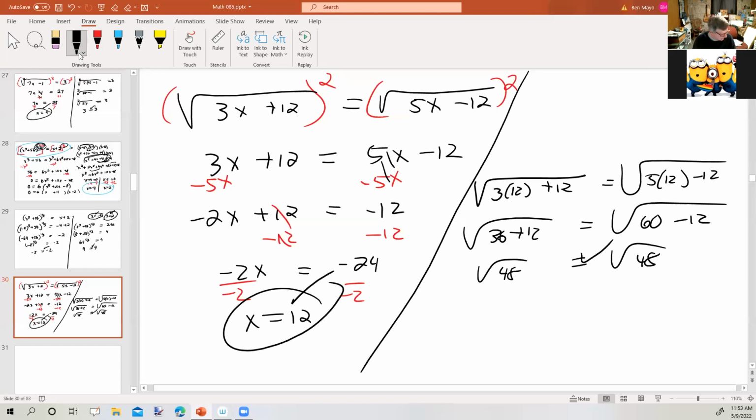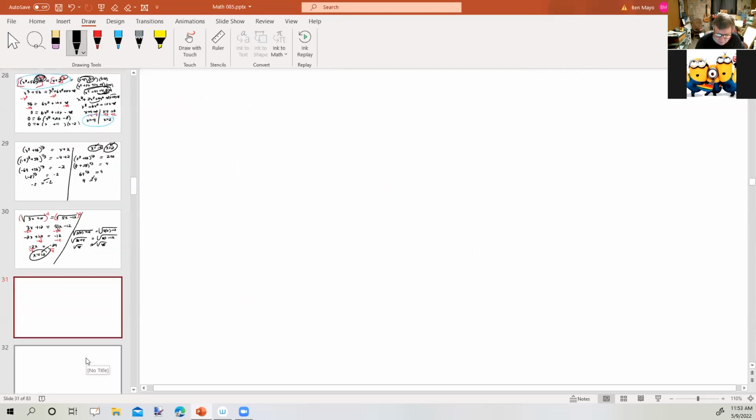So that solution works. Now, it's possible to get two radicals in the same equation and another term, and then things get a little bit tricky. We're not going to go there, so you don't need to worry about that situation. Maybe we'll save that for a Math 141 class or something. All right, now let's take a look at some formulas.